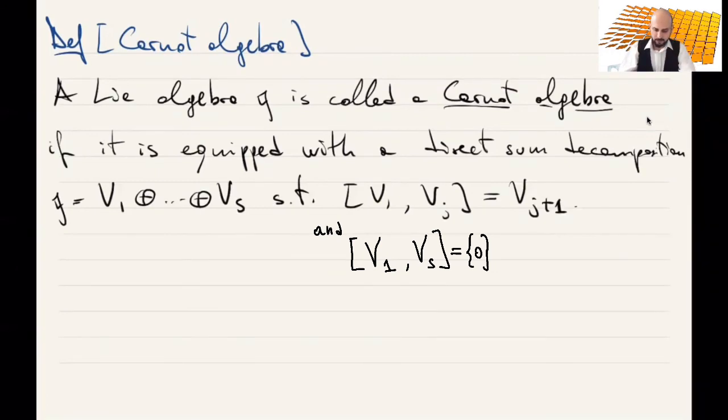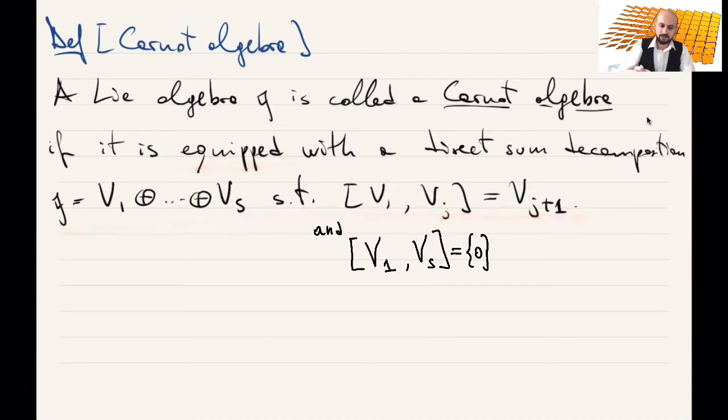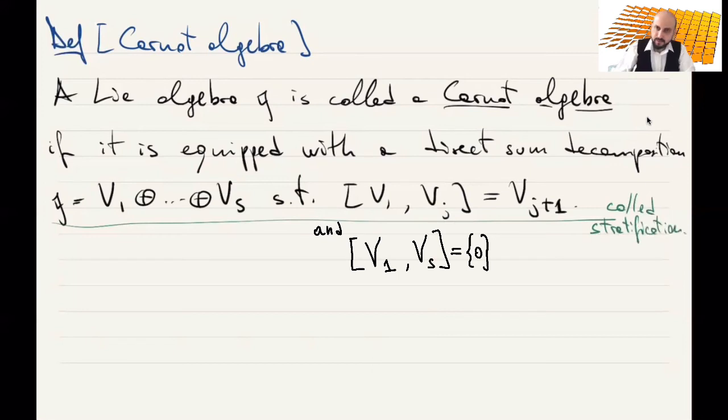So a little bit of observation. Okay, not all Lie algebras can be equipped with such a direct sum. So one should say a Carnot algebra is a Lie algebra for which there exists one such decomposition, and we have fixed one such decomposition. Okay, so this decomposition, as a terminology, is called stratification.